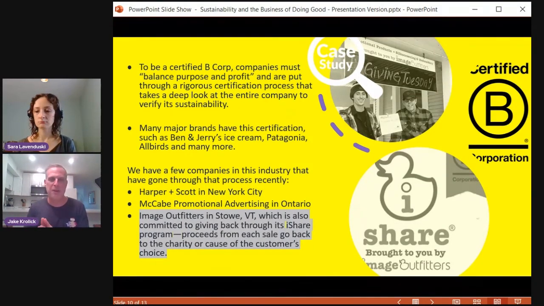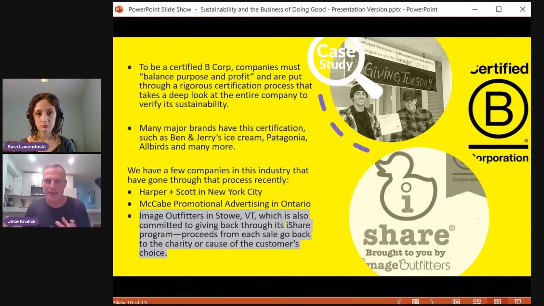A lot of big brands have been through this certification. We mentioned a few here. You can see Ben & Jerry's and Patagonia. But we have a few companies in our industry that have actually already gone through this as well, and we wanted to call them out. Harper & Scott in New York City, McCabe Promotional Advertising up in Ontario, and Image Outfitters, a small company in Stowe, Vermont, that is doing something really interesting.